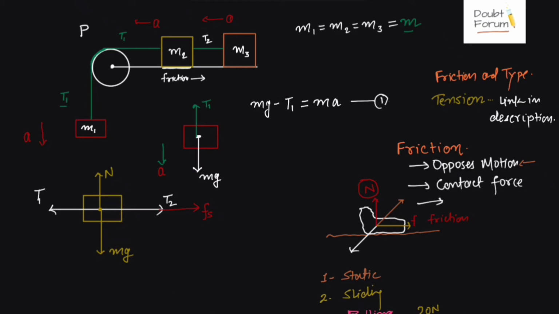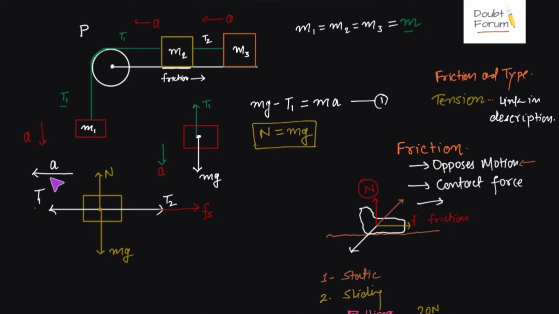So N would be equal to mg because there is no motion in the vertical direction. So N is equal to mg. They are balancing each other, so no net force in the vertical direction. T1 should be very high in magnitude. That is why it is able to counter T2 and Fs and is still able to take the block to the left side. Block is accelerating in this direction with an acceleration of a.